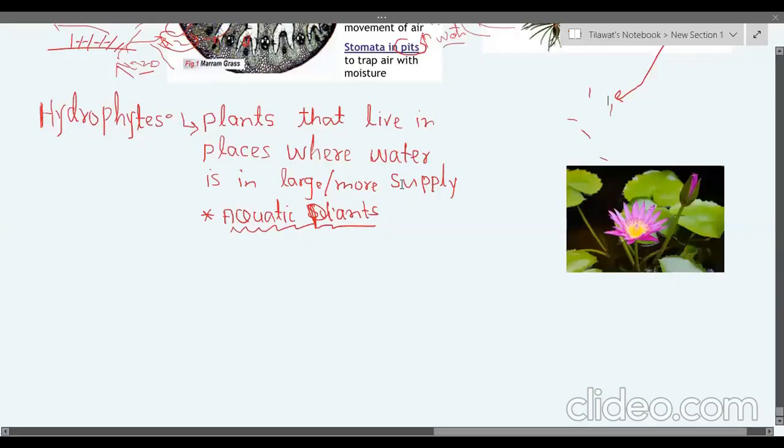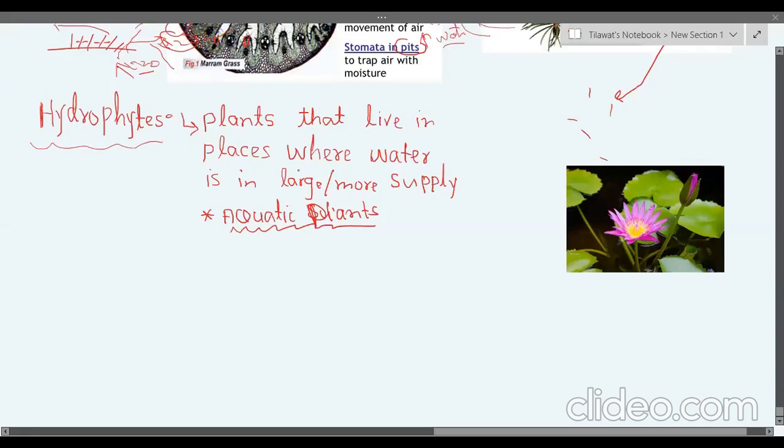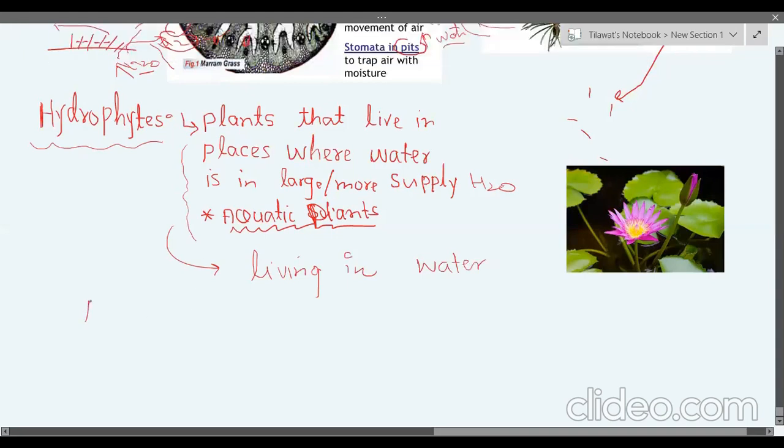All right, boys. Another group we have is hydrophytes, right? Those plants that live in a place where there is more supply of water, but I will modify it a little bit. These are those plants that are actually living in water. If they are living in water, it means they have more supply of water. These are aquatic plants, right? Now, what are the adaptations in these plants?